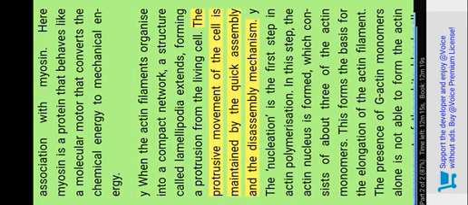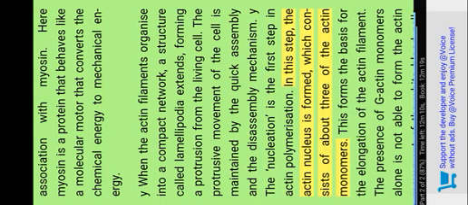The protrusive movement of the cell is maintained by a quick assembly and disassembly mechanism. Nucleation is the first step in actin polymerization. In this step, the actin nucleus is formed, which consists of about 3 actin monomers. This forms the basis for the elongation of the actin filament.